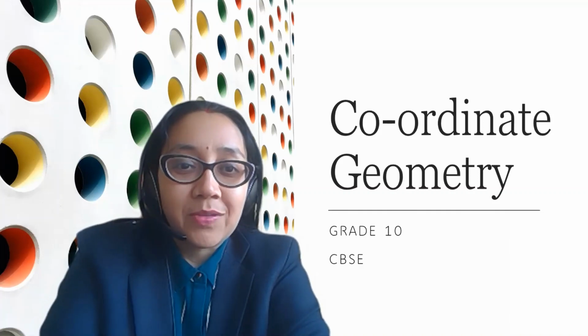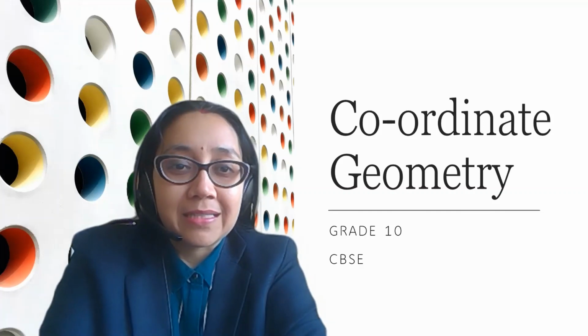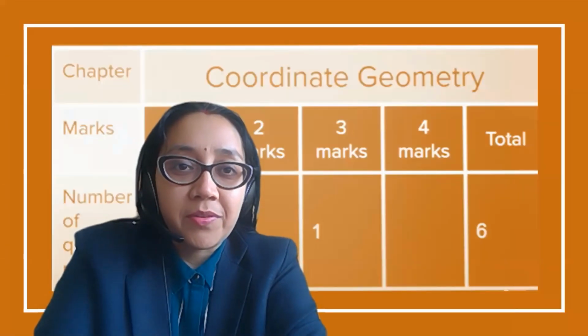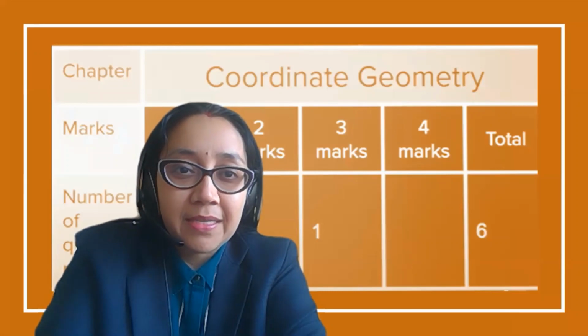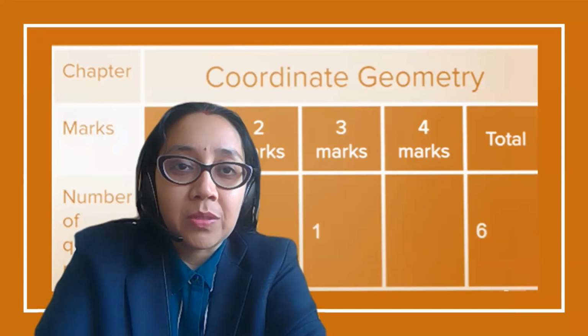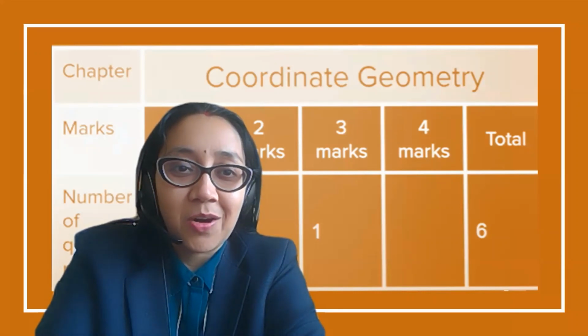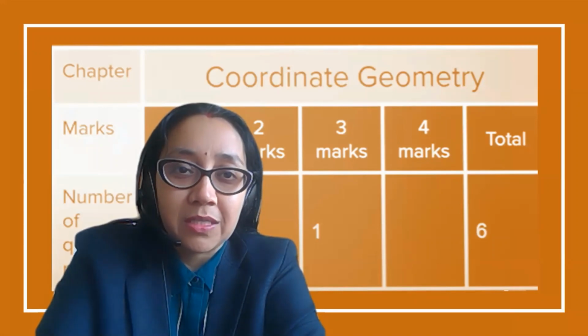So let's start with the objective for today's class. The coordinate geometry for grade 10 CBSE consists of 6 marks, and you can expect only a 1 mark, 2 mark or 3 marks question on it. Generally a 4 marks question is not given, but you cannot be very sure about it. But till now it's only 1 mark, 2 mark and 3 marks questions, and the total marks allotted to this particular chapter is 6 marks.